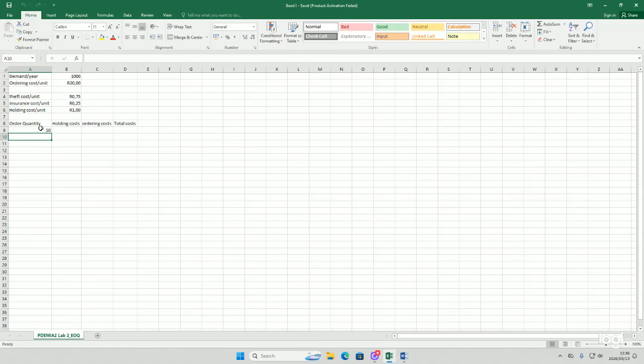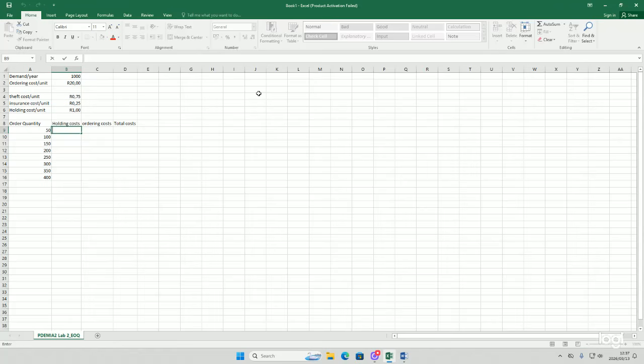Okay, so now in terms of these calculations, your order quantities, we have from 50, 100, 150, 200, 250, 300, 350, then 400. Okay, and now in terms of your holding cost, this is where you should be familiar with your formulas for holding cost and for ordering cost.